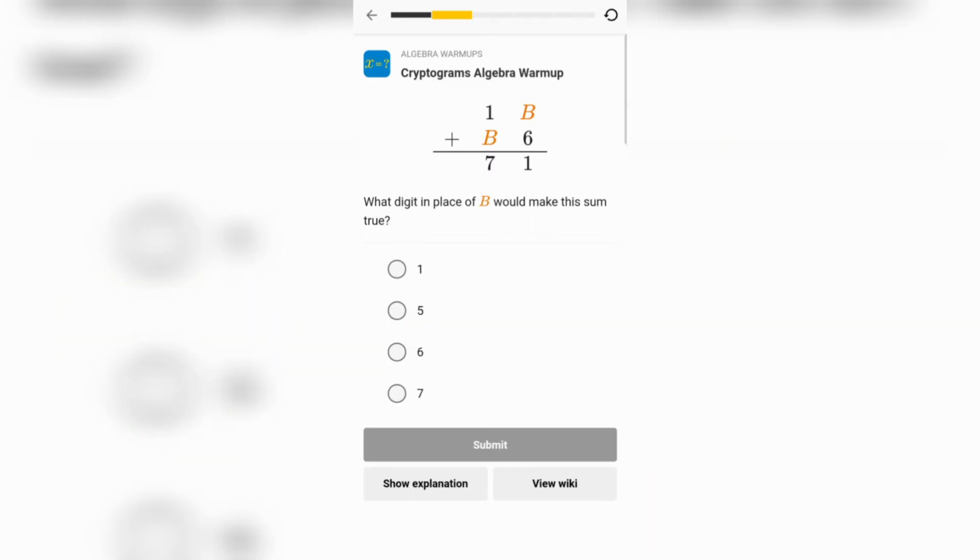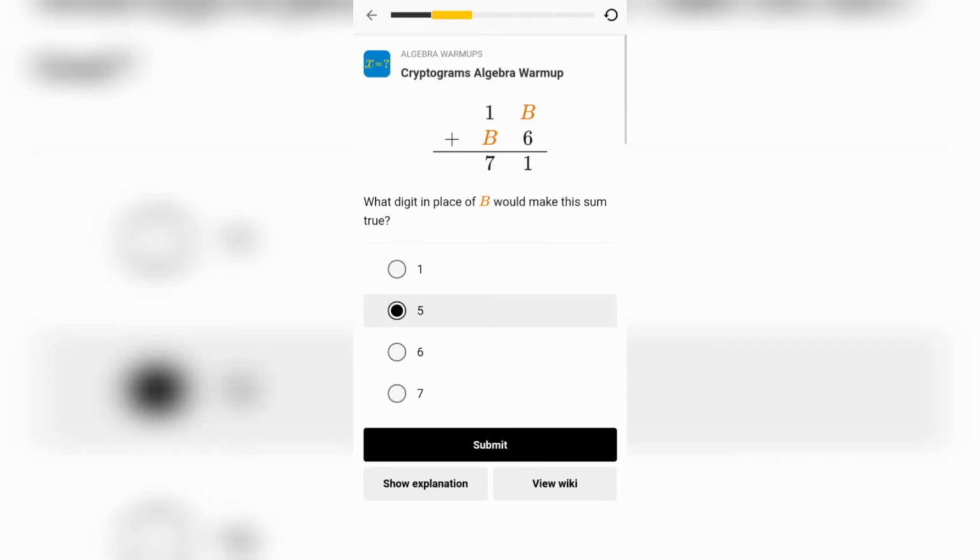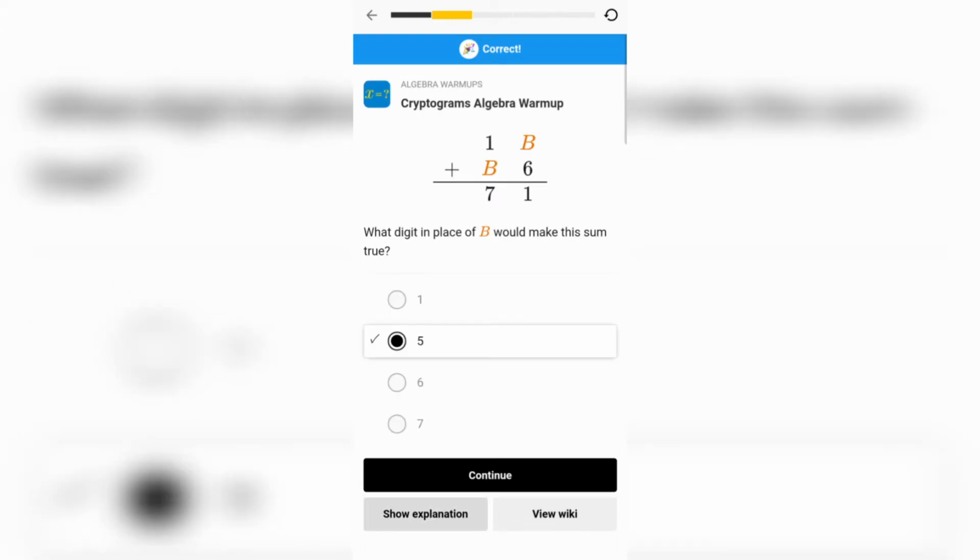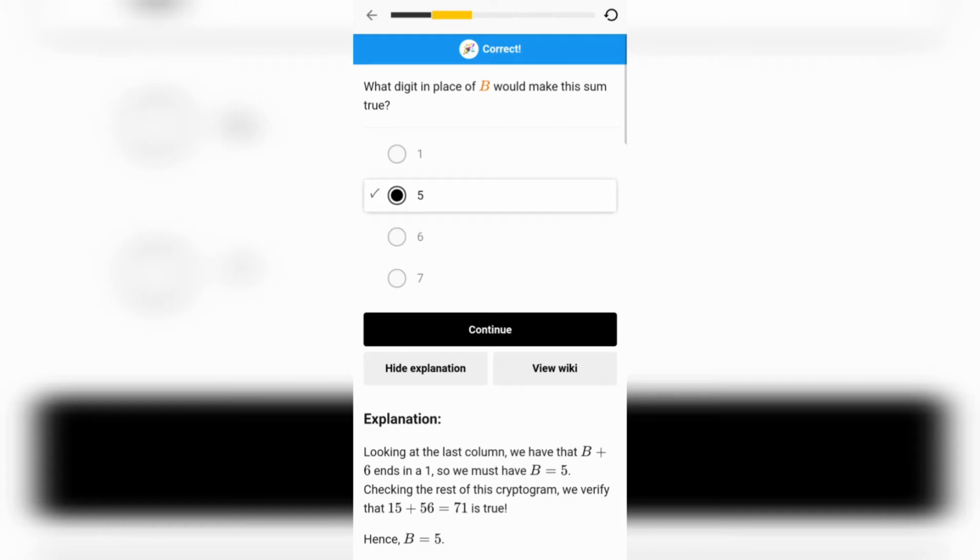So we'll be selecting 5. Now, if we do show explanation, we can see that looking at the column, B plus 6 ends in a 1, so we must have B equal to 5. Their explanation is not step by step, but it's also a deduction, since they're saying that we must have B equal to 5. Checking the rest of this cryptogram, we verify that 15 plus 56 equals 71. Okay, moving on.